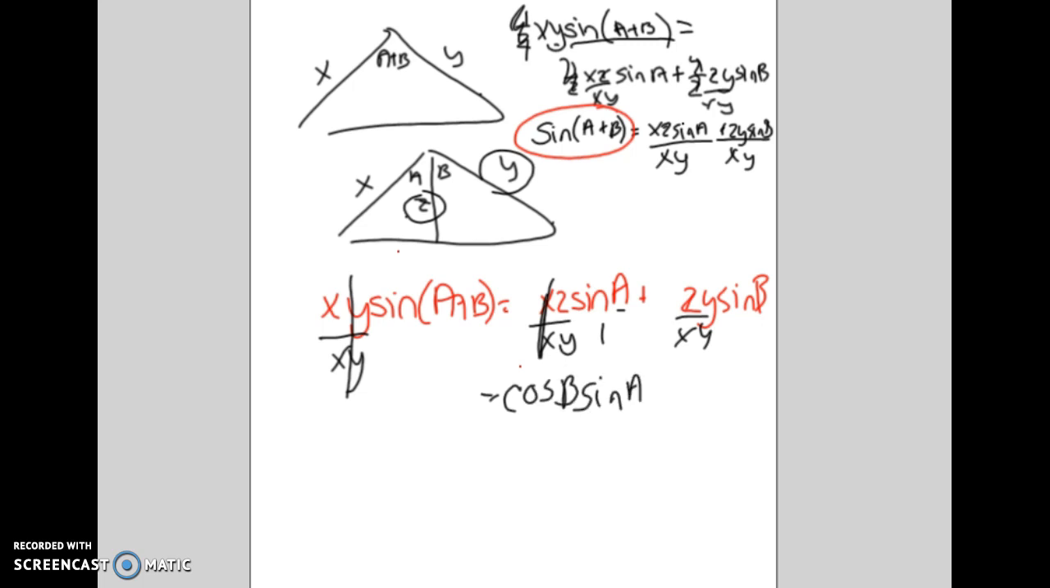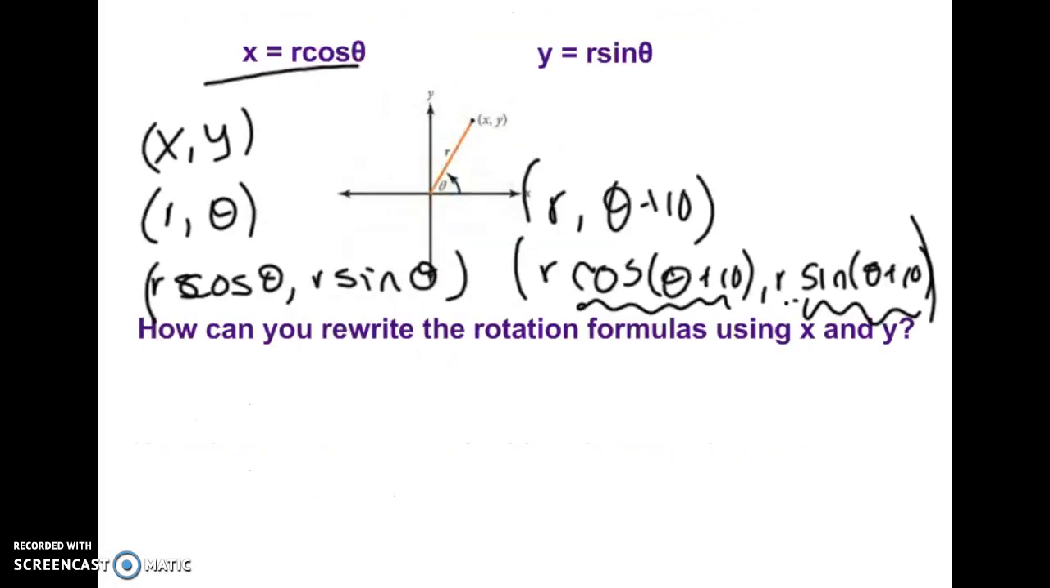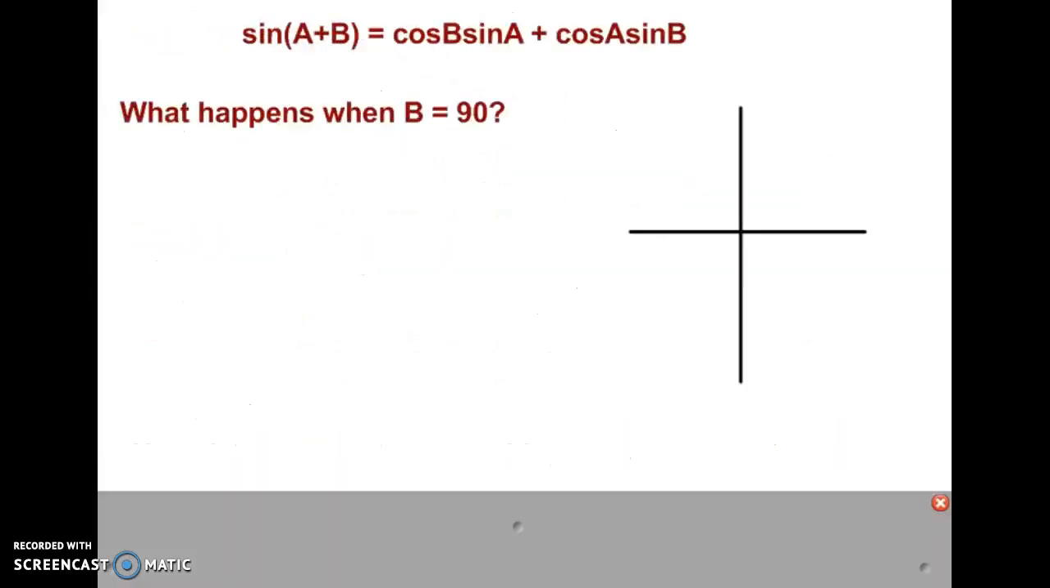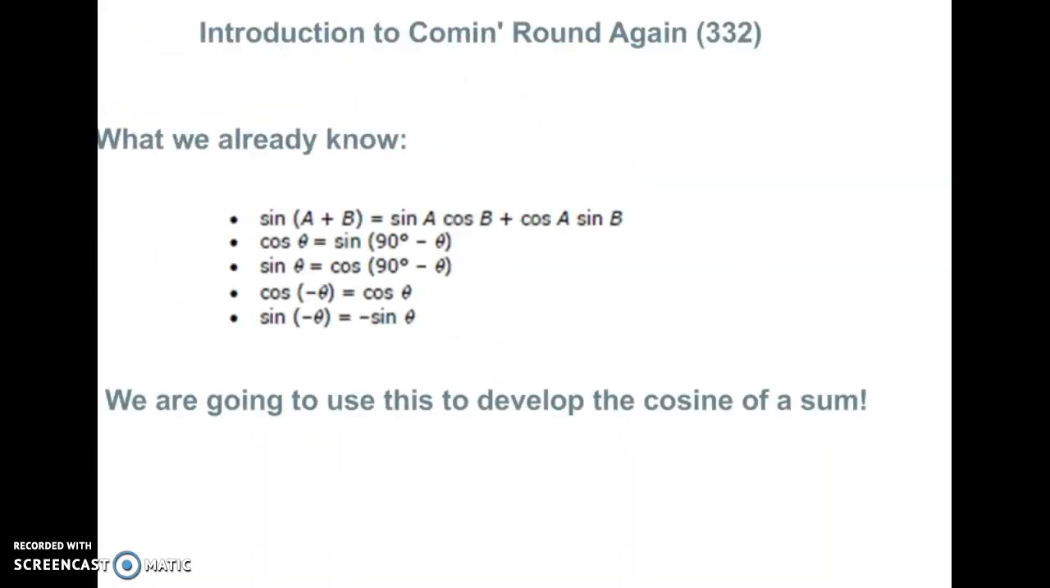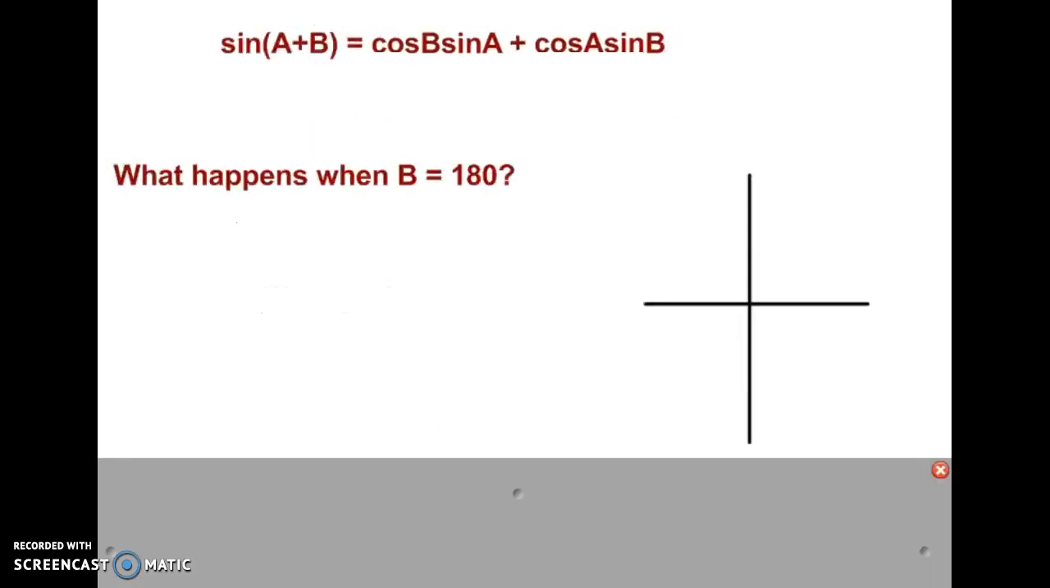Yes? Plus, the y's cancel out on this one. What's z over x? Cosine A sine B. Yes? There's my sine of a sum formula. In theory, that's what I have right here on my formula sheet. Yes? Okay. Why does that help?